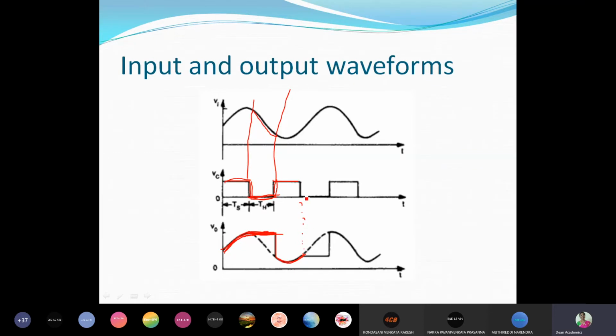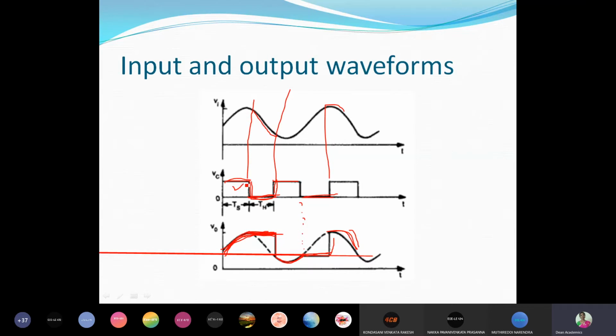Now, the switch is opened. Therefore, the capacitor maintains that voltage only. It doesn't discharge. Again, the switch is closed. At this moment, what is the input voltage? This is the input voltage. So the capacitor receives this voltage. Like that, the capacitor is sampling the signal and holding it for some time, sampling the signal and holding for some time, sampling the signal and holding for some time.